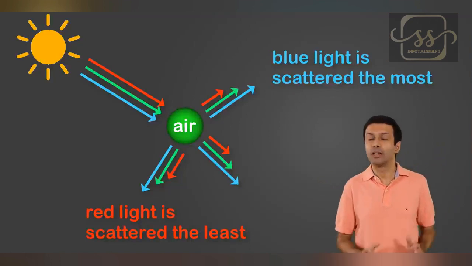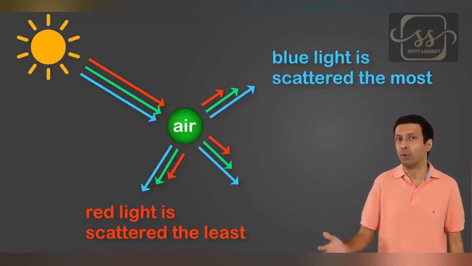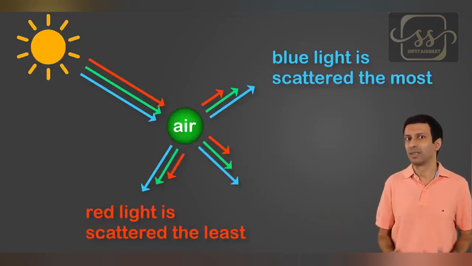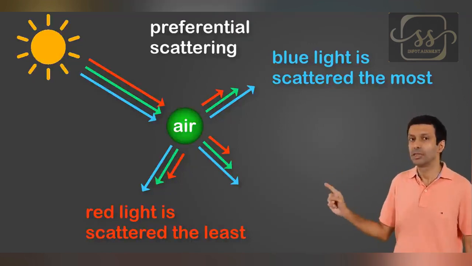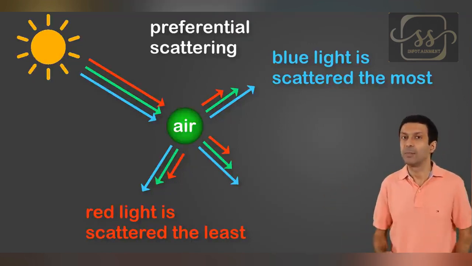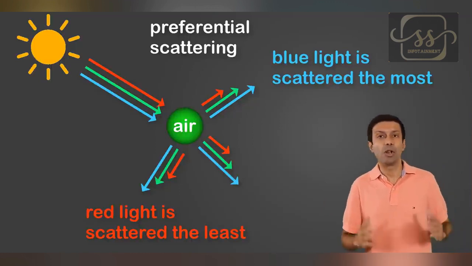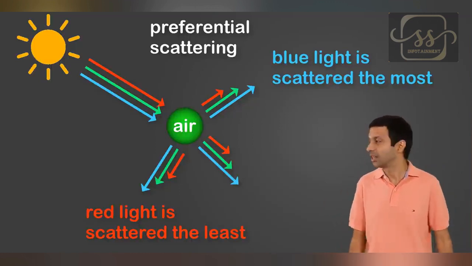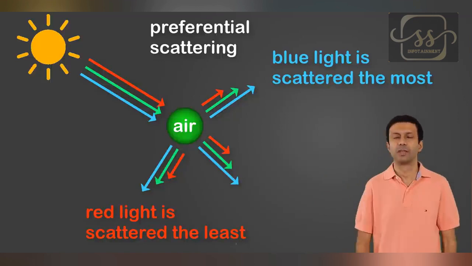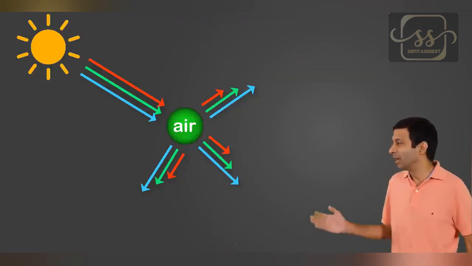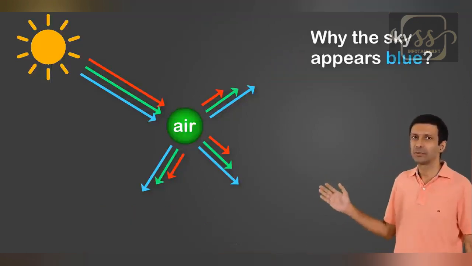In fact, blue color is scattered 10 times more than red color. This is known as preferential scattering. And it happens in particles that are smaller than the wavelength of visible light, such as air molecules. So are you getting a clue why the sky appears blue to us?